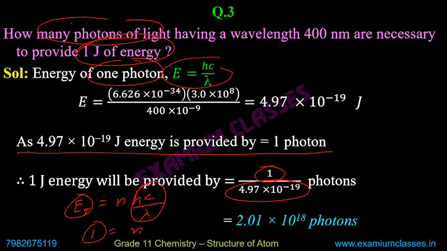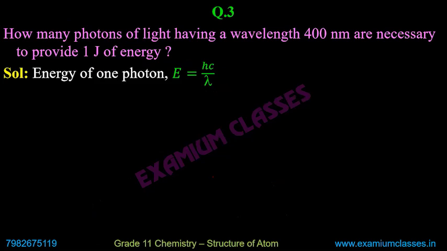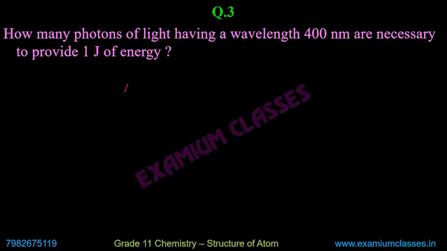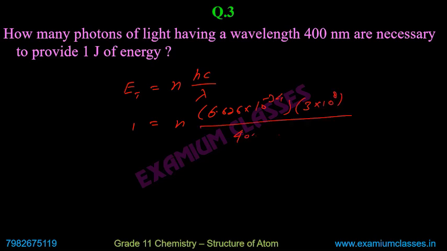You can do the same question as: total energy will be n times the energy of one photon. So 1 is equal to n times 6.626 into 10 to the power minus 34, 3 into 10 to the power 8, divided by lambda, 400 into 10 to the power minus 9. So from here you will get the same answer, the number of photons.